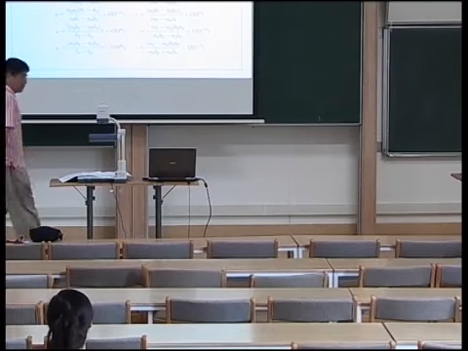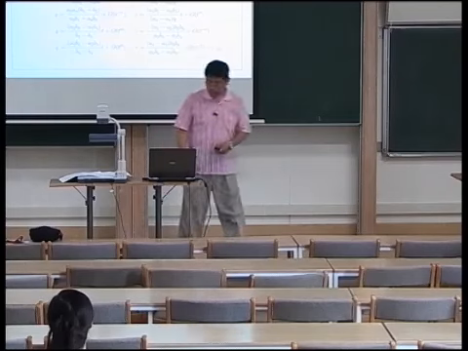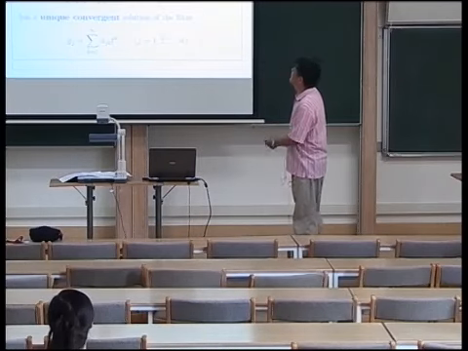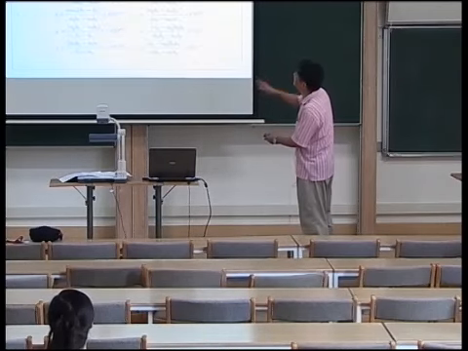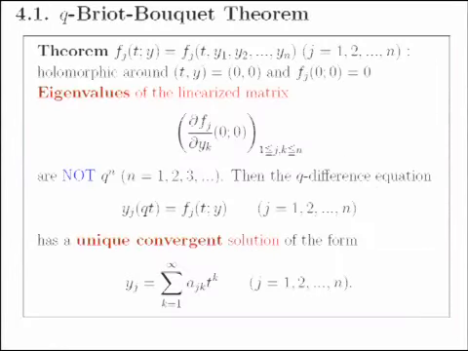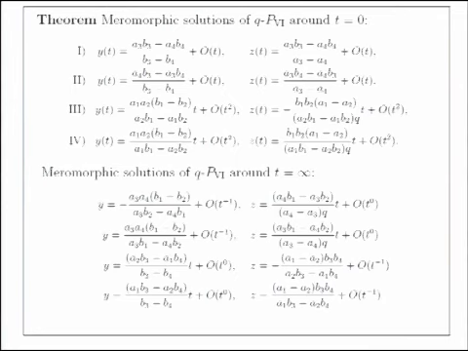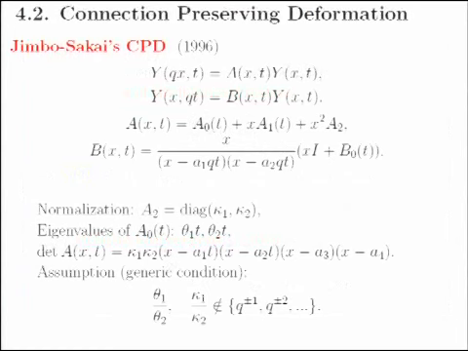What is the connection data? This goes back to Jimbo and Sakai's paper. Sorry, there is no definition of q-Briot-Bouquet singularities, but as in the continuous Briot-Bouquet theorem, we also showed there is a unique formal series and it is convergent. It is completely the same as the classical Briot-Bouquet theorem. That's why this formal series is convergent. Okay, so this is just a remark.